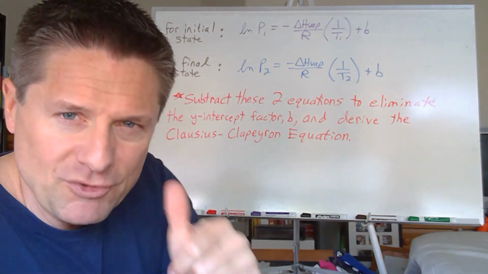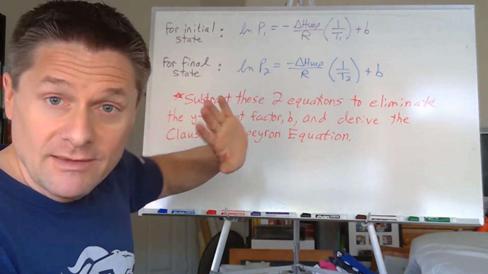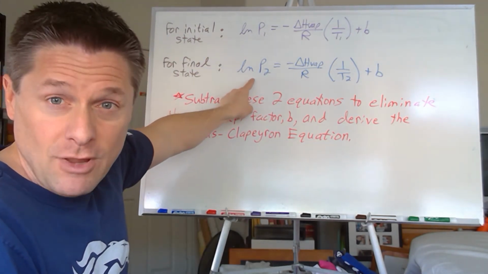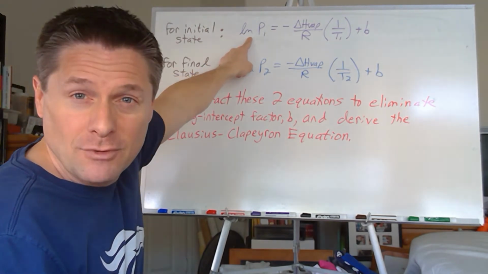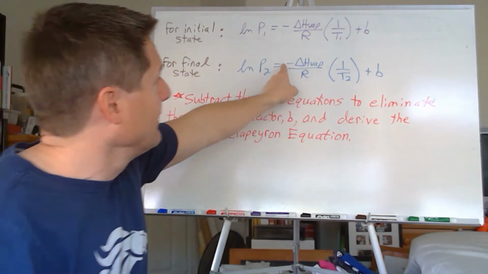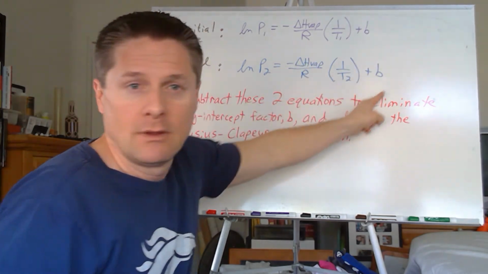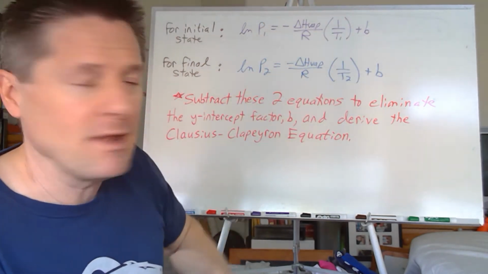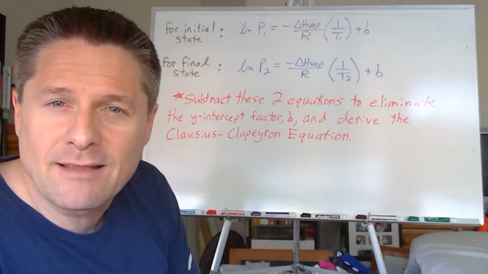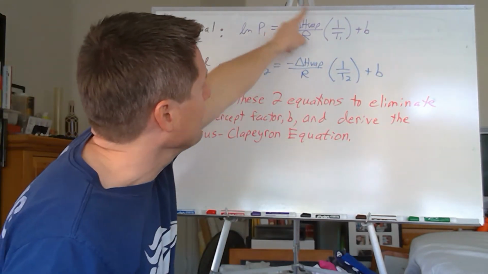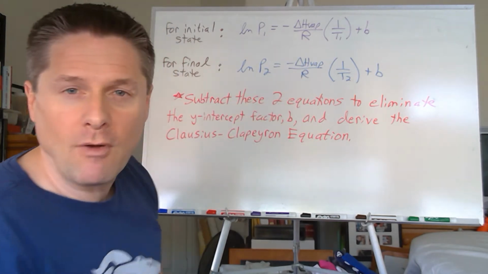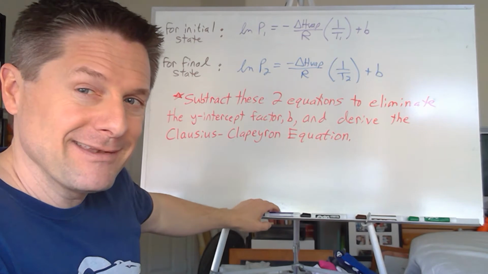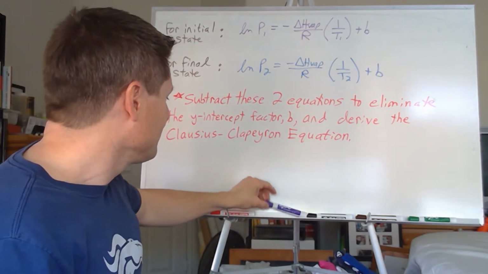So I'll talk about it. We'll do it on the next board, but you're going to take the final state minus initial state, right? So you can take the natural log of P2 minus the natural log of P1 equals this whole term at state 2 minus that whole term at state 1. You're going to see that the B's cancel out. You can factor out this constant, negative delta H vap over R. You can do some stupid log tricks. I'll give you that hint ahead of time. You ready?